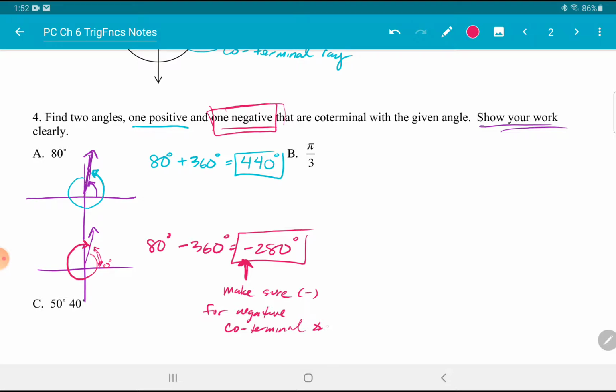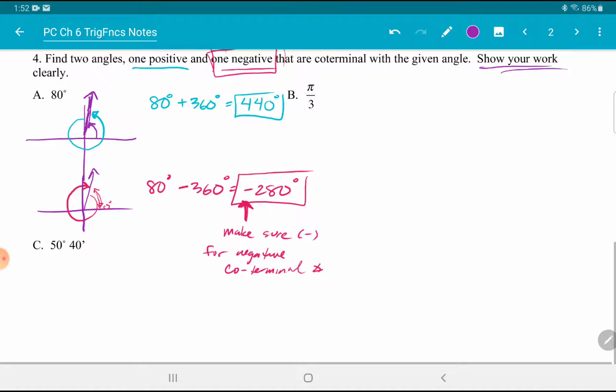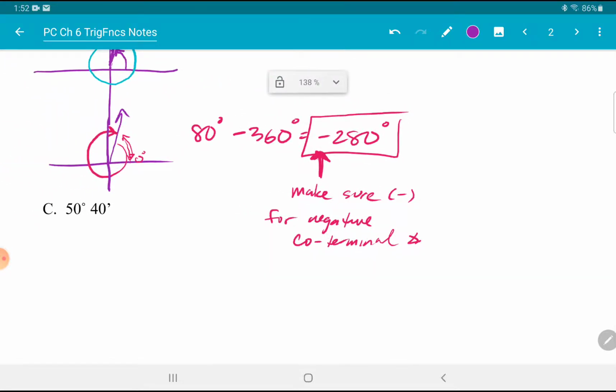Okay, let's do one more. Let's do the 50 degrees, what is that, 40 minutes. Okay, so put that back. Okay, so 50 degrees, 40 minutes. So if we think about what that means, then again, we can draw the picture. 50 degrees and 40 minutes would be somewhere around here.